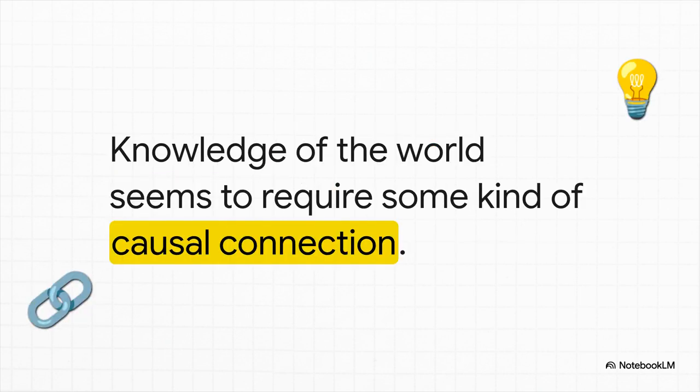Now think about how you know, well, anything else about the world. To know there's a star in the sky, light from that star has to travel millions of years, enter your eye, and hit your retina. To know about a dinosaur, you have to dig up a fossil and observe it. Our knowledge of the physical world always requires some kind of causal interaction, no matter how indirect it is.